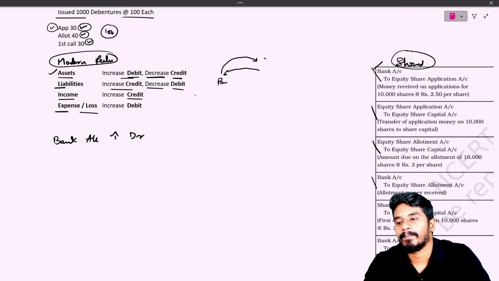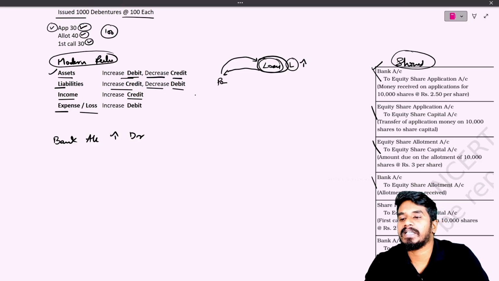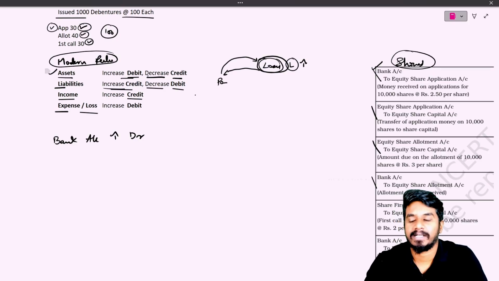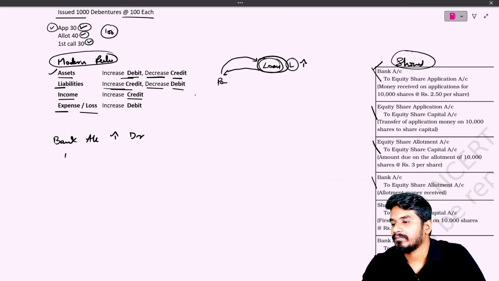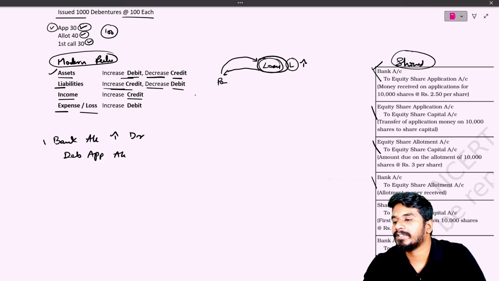Debentures are nothing but a kind of loan. Loan is a liability, correct? So if liability increases, we will credit. Simple thing. Debenture application money account, you can call it debenture application account also, fine. So this is the first entry.